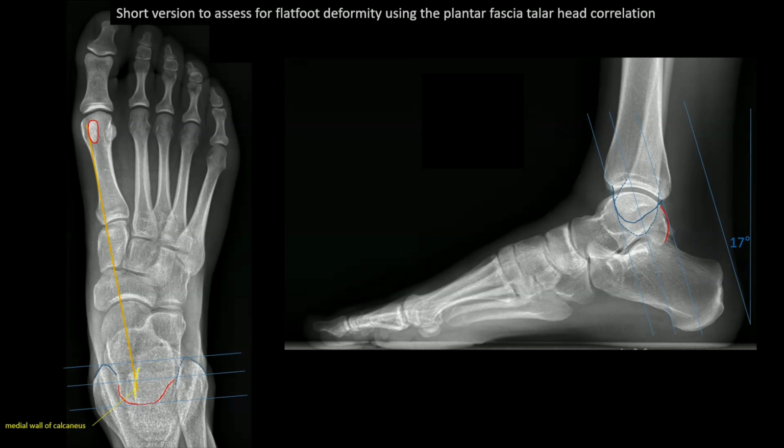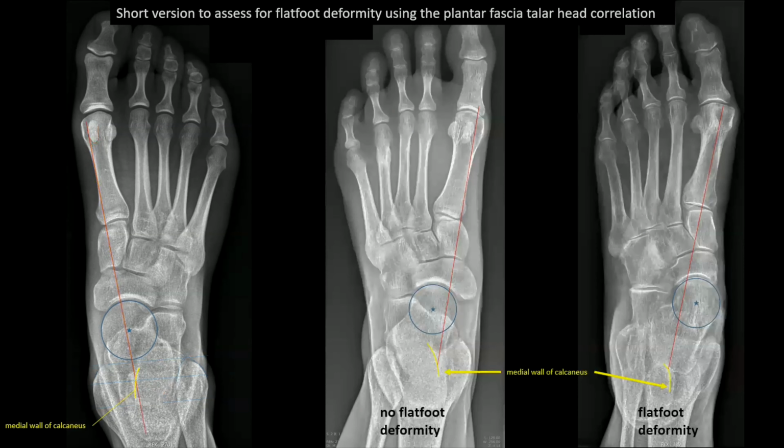For the short version, to assess for a flatfoot deformity in the daily clinic, the center of the talar head is estimated. Often the center of the talar head is clearly medially or laterally to the line of the medial border of the plantar fascia.